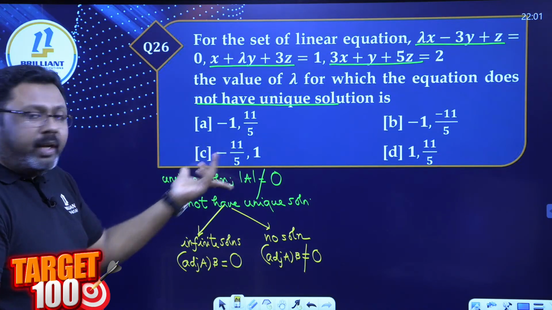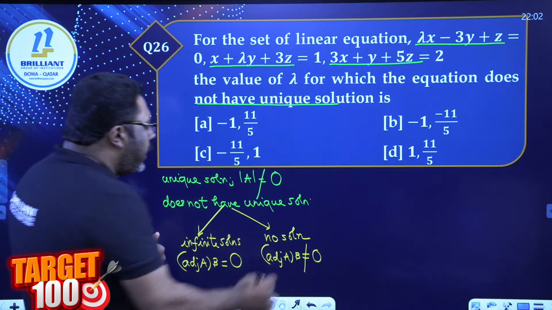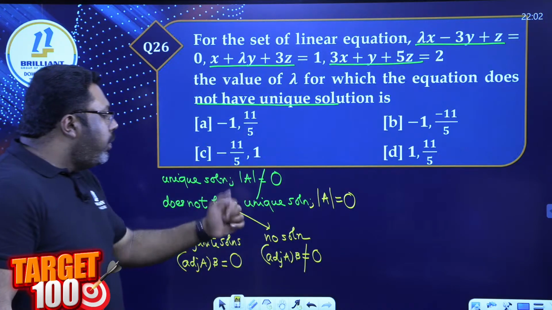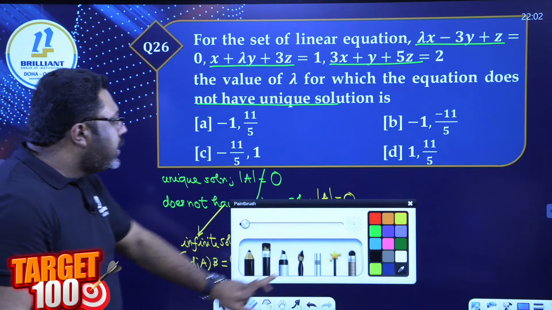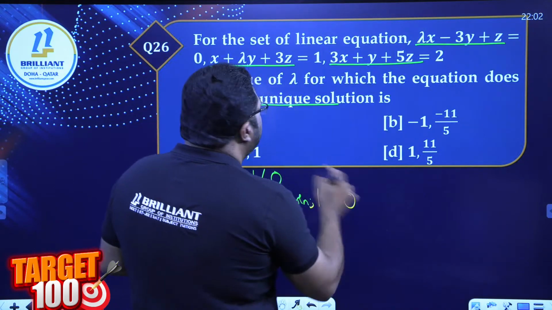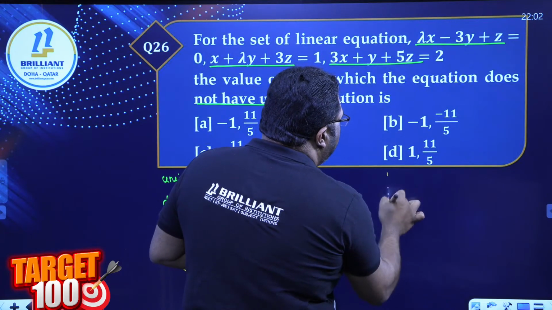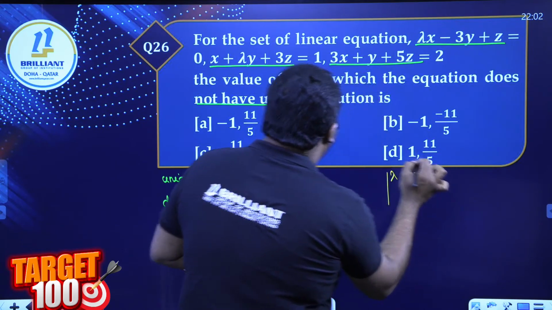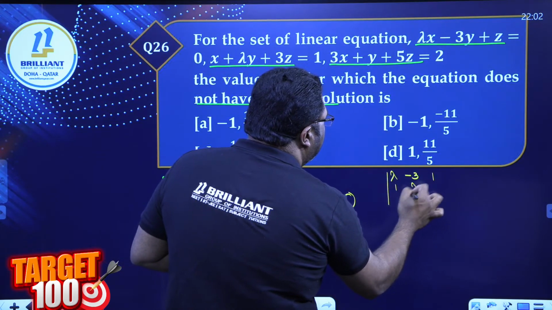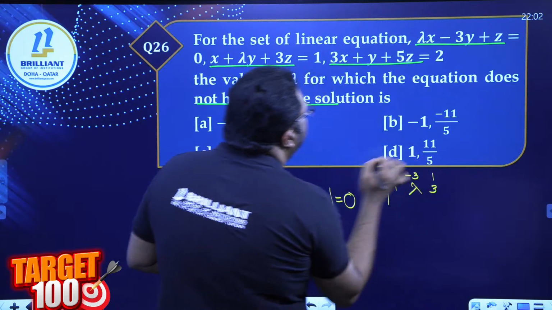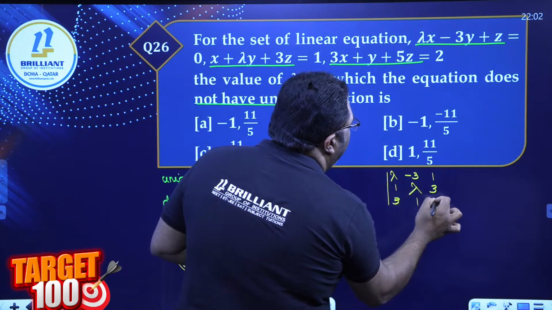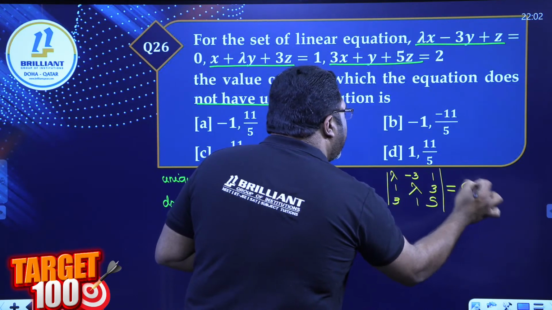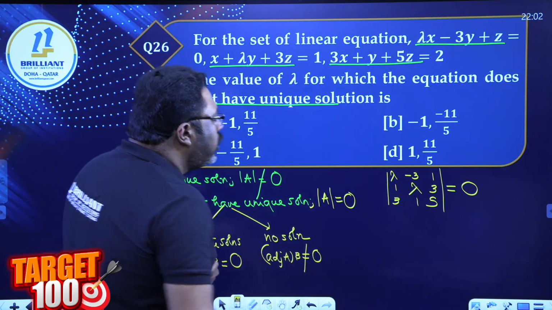But if it's a question of unique solution and no unique solution, it's definitely going to be based only on the determinant. The determinant is 0. So let's try to find the determinant here. Determinant of the first row is going to be lambda, minus 3 and 1. Second equation 1, lambda, 3. Third equation 3, 1, 5. You say that this determinant is 0 because it does not have a unique solution.